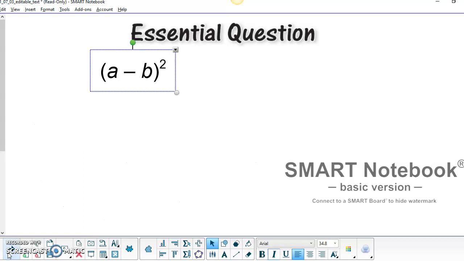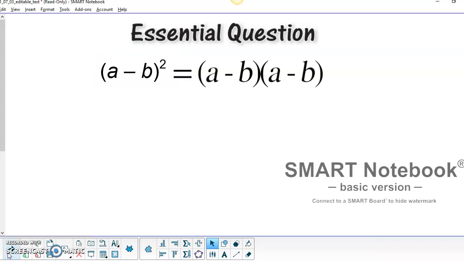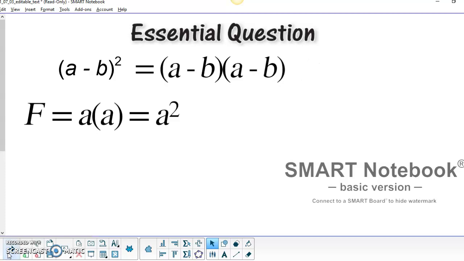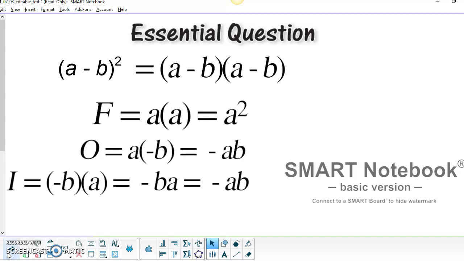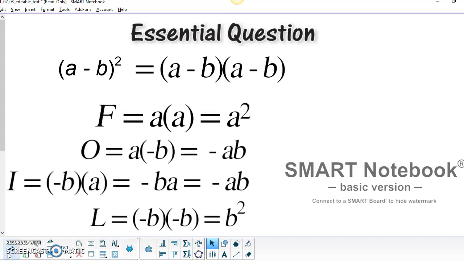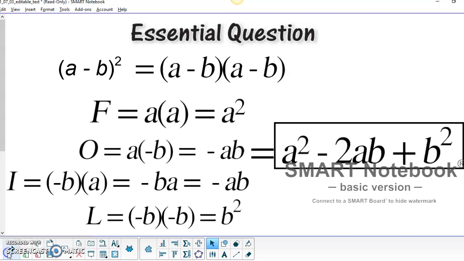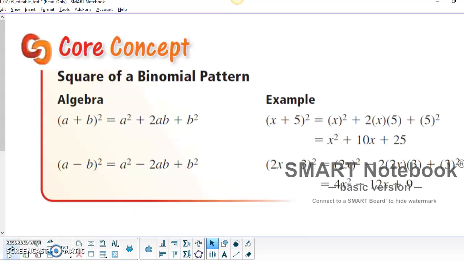And then the last type of pattern is a minus b squared. Once again, squaring means multiplying the same thing twice. That gives you a minus b times a minus b. First two terms is a squared. Outer two terms, negative ab. Inner two terms, negative ab. And last two terms, positive b squared. So that gives us a squared minus 2ab plus b squared. So instead of FOILing, now we can use these special product rules.